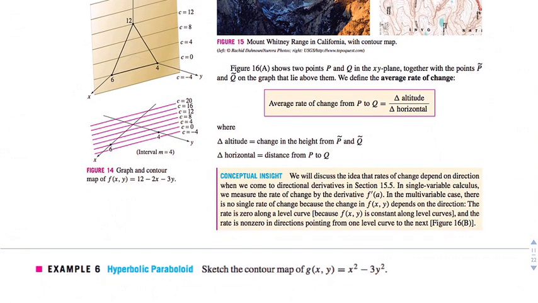Figure 16a shows two points P and Q in the XY plane, together with the points P tilde and Q tilde on the graph that lie above them. We define the average rate of change from P to Q, in other words the steepness between P and Q, as the change in altitude over the change in the horizontal. So basically, it's like the rise over the run. The change in altitude is the change in height from P tilde to Q tilde. This is just another set of points, P and Q, the same points in a 3D sense. That gives us the change in altitude, and the contour map gives us the change in the horizontal, the distance from P to Q.